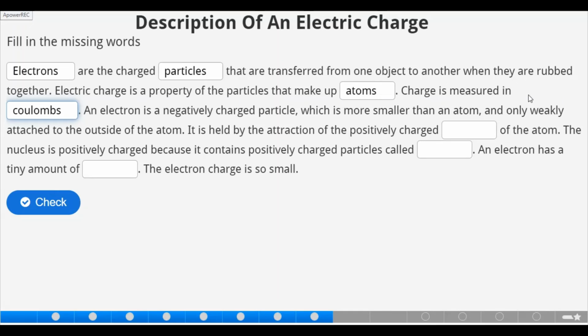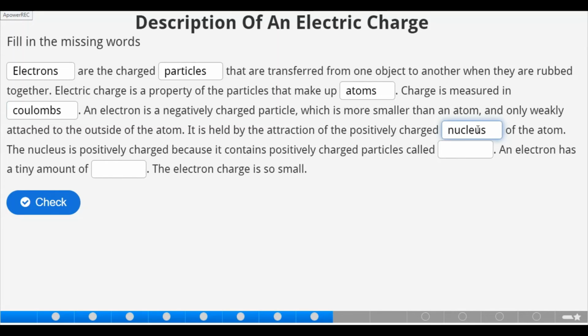An electron is a negatively charged particle which is much smaller than an atom and only weakly attached to the outside of the atom. It is held by the attraction of the positively charged nucleus of the atom. The nucleus is positively charged because it contains positively charged particles called protons. An electron has a tiny amount of electric charge.